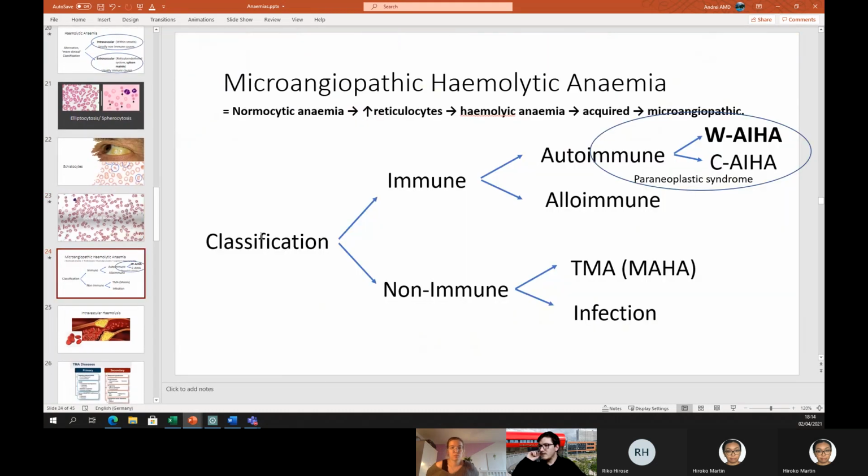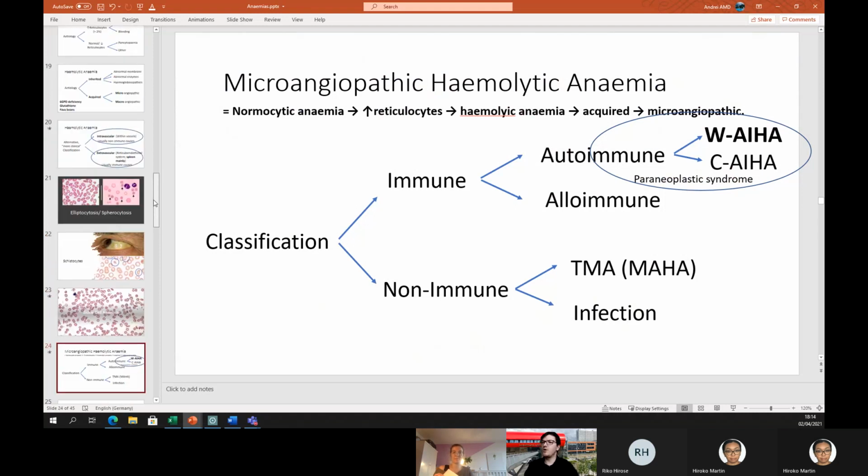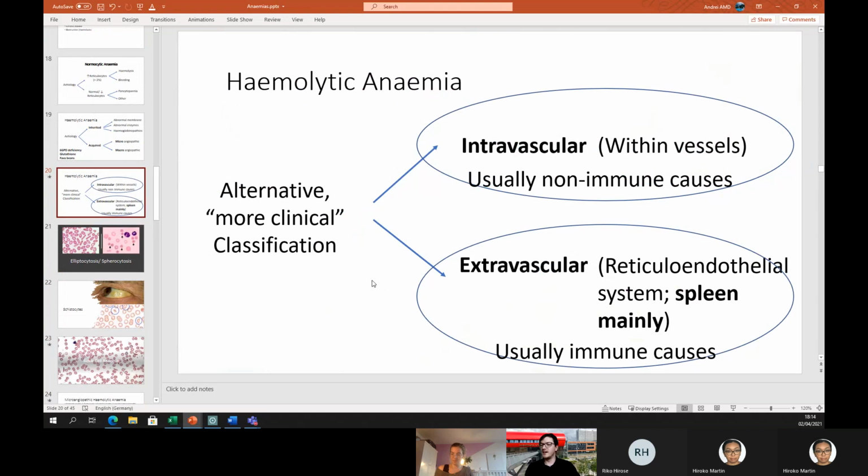So now, maybe this will be a little bit too much for everybody, but microangiopathic hemolytic anemia, I mentioned it a little bit earlier. Macroangiopathic was the one when you have a new heart valve, right?